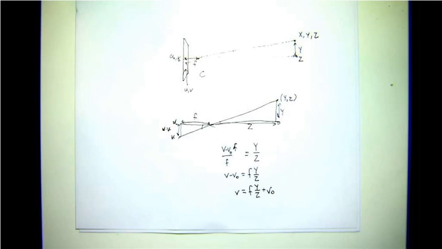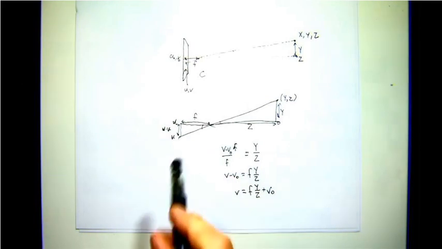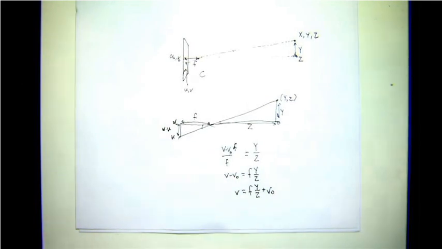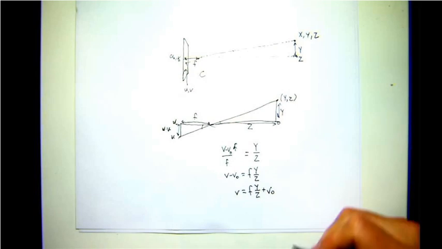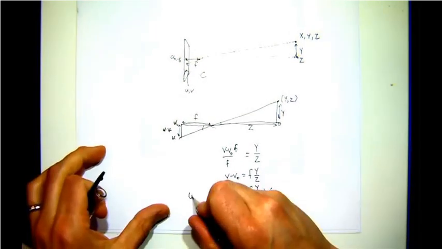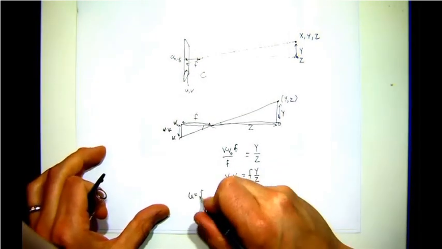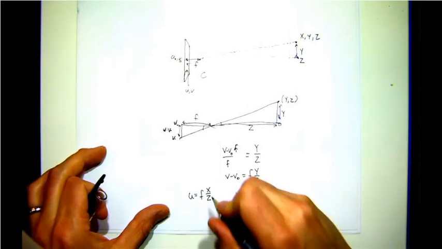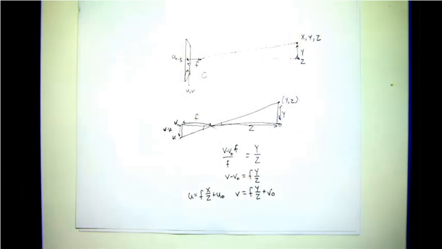And the same thing if we look at u. It's going to be in terms of x and z. So we have u equals fx over z plus u naught.